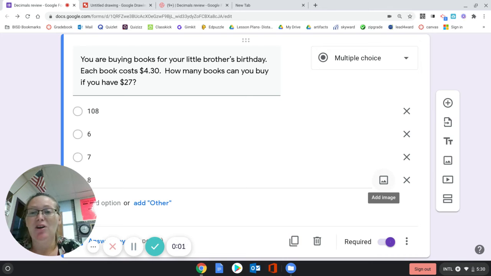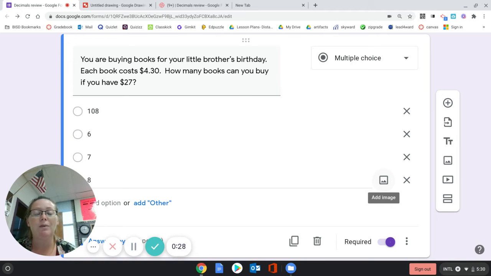Okay, last problem here. You're buying books for your little brother's birthday. Each book costs $4.30. And how many books can you buy if you have $27? Well, this is a division problem because you have an amount of money and you are taking little pieces of money out in equal amounts. You're taking out $4.30 and then you take out another $4.30 and then another $4.30, and you keep doing that until you have no money left.